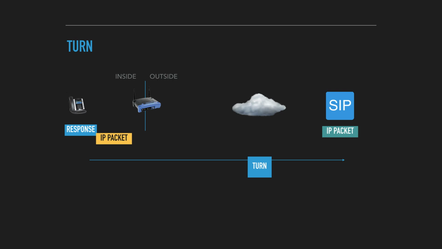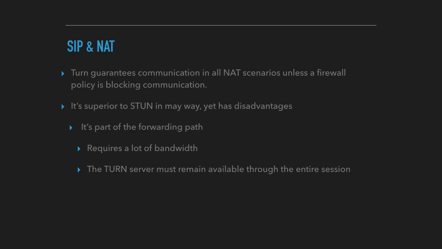The media from the UAC toward the server may or may not go through the TURN server. But the return audio or RTP stream from the UAS is going to go through that TURN server, and it is going to have a new leg of it created. And then, of course, we go back through our firewall, and everything gets translated through that. So TURN guarantees communication in all NAT scenarios unless a firewall policy is blocking communication.